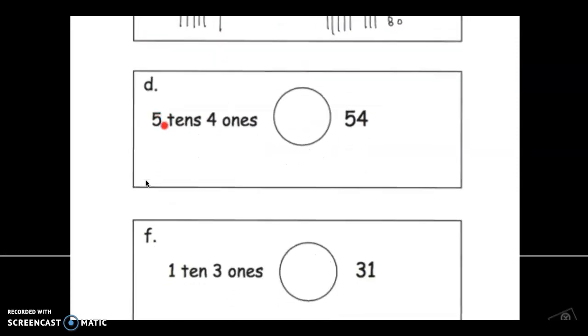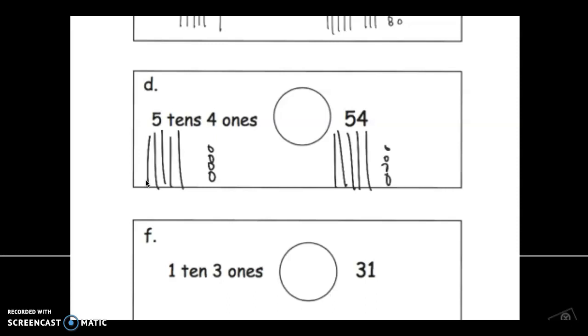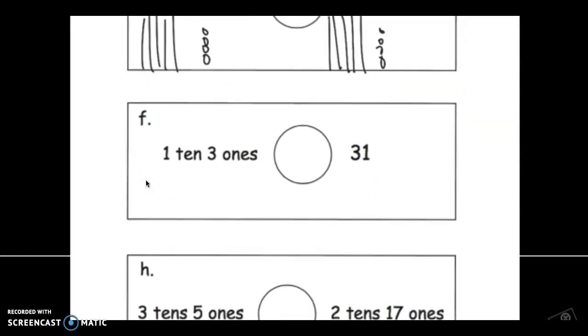We've got 5 tens, 4 ones versus 54, and we want students to recognize, hey, wait a second, these are both the same. They're both talking about the same thing. How do we know? Well, we could draw it. So there's 5 tens, 4 ones, and then what does this number mean? Well, that means 5 tens and 4 ones. And so our students will see that the pictures are identical, so that means these two numbers are equal. So we can put in our equal sign.